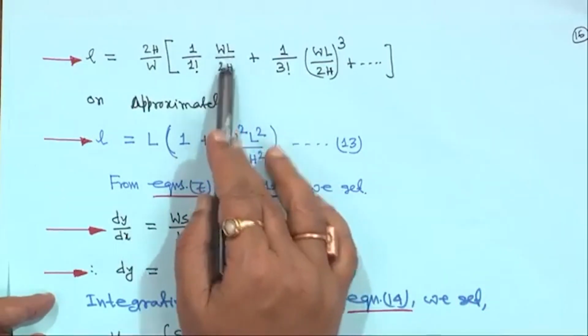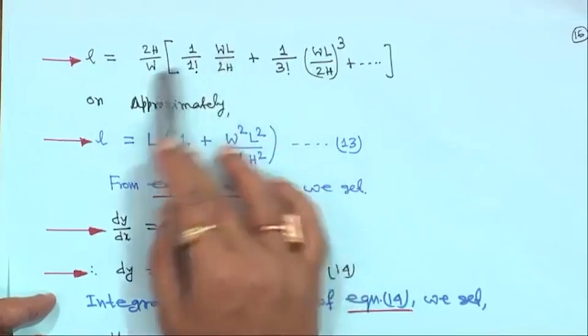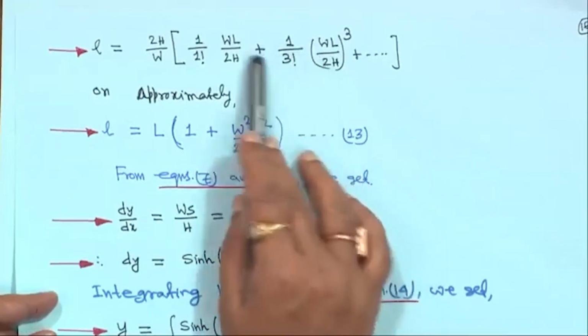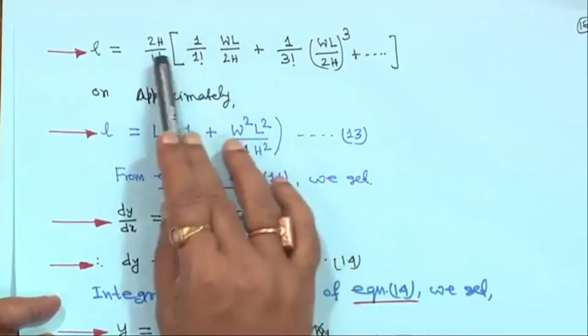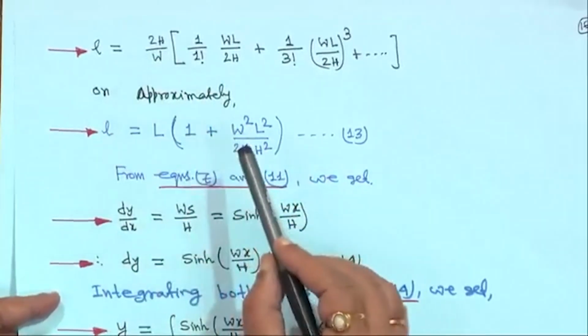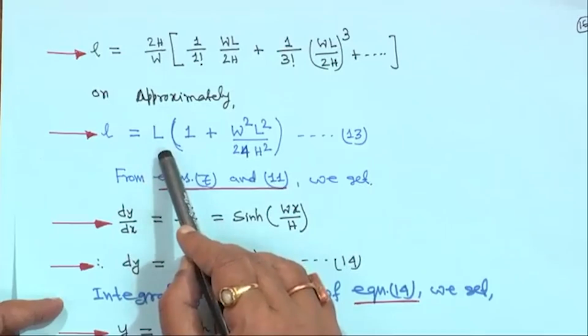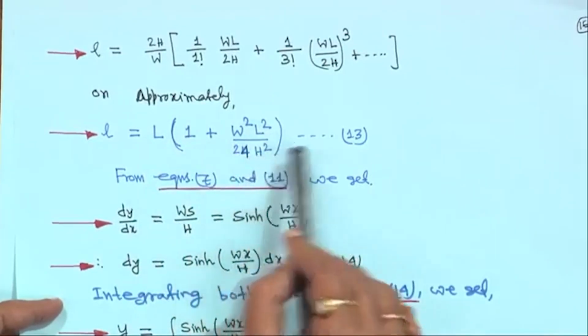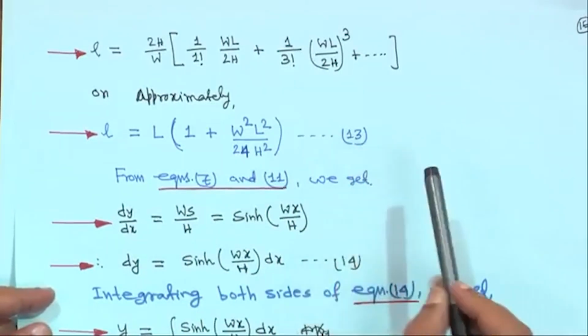Just take from this equation w common and h common and simplify, and as well as l common. You take h common, w common and l common, h and w will be cancelled. You will find small l is equal to capital L into 1 plus w square L square upon 24 h square. This is equation 13.